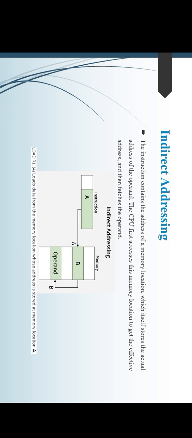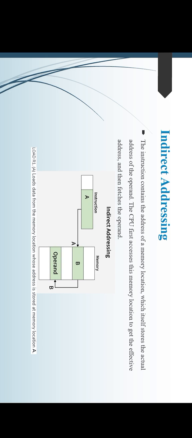So that value is called indirect addressing. Load R1, A loads data from the memory location whose address is stored at memory location A. If A has some memory value, go to that memory, which has the operand address B, then go to the operand. Going indirectly to the operand is called indirect addressing.